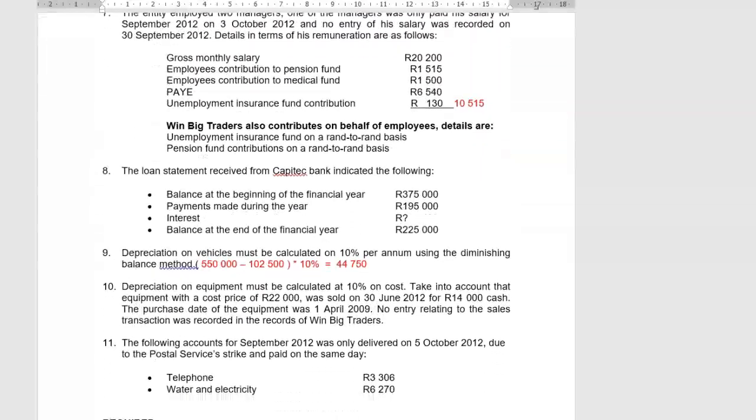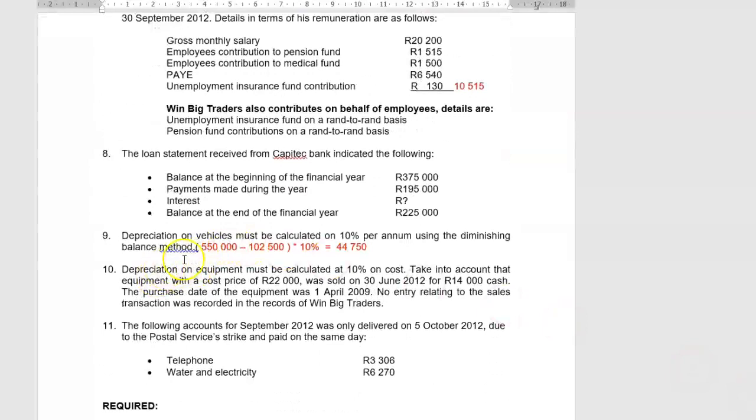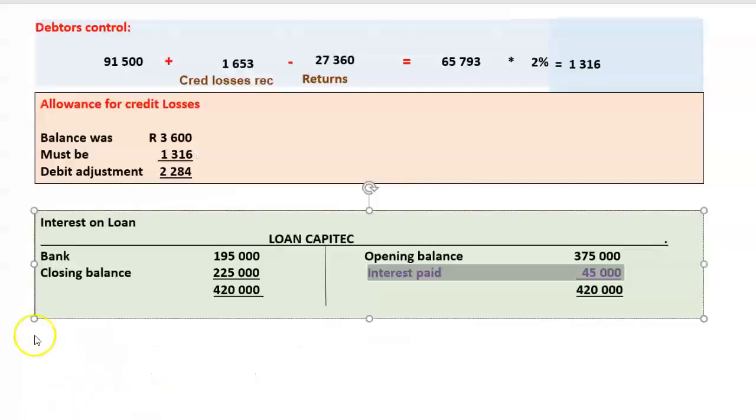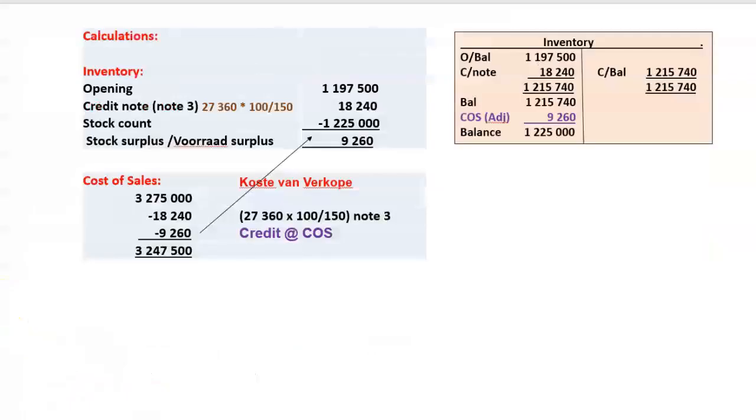The next one there is also about depreciation, and that is depreciation on equipment. Depreciation on equipment must be calculated at 10% of the cost. Take into account that equipment with a cost price of 22,000 was sold on 30 June 2012 for 14,000 Rand cash. The purchase date of this equipment was 1 April 2009. No entry relating to the sales transaction was recorded in the records of Winbig Traders. All right, now let's go to the calculation in detail.